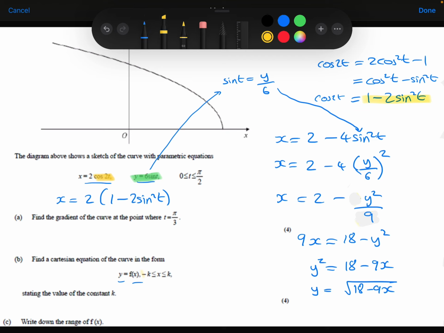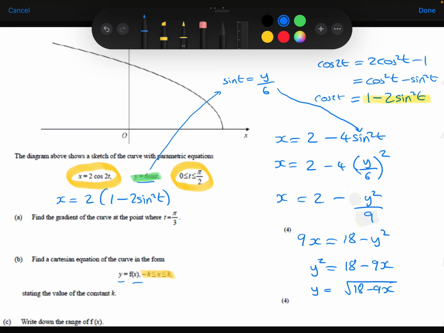I need to think about the domain though. What values of x can be taken here? Well, I can do this a couple of ways. I could go back to the original x function here and consider what it will be in terms of its domain of t values. So substituting 0 and pi over 2 into this.